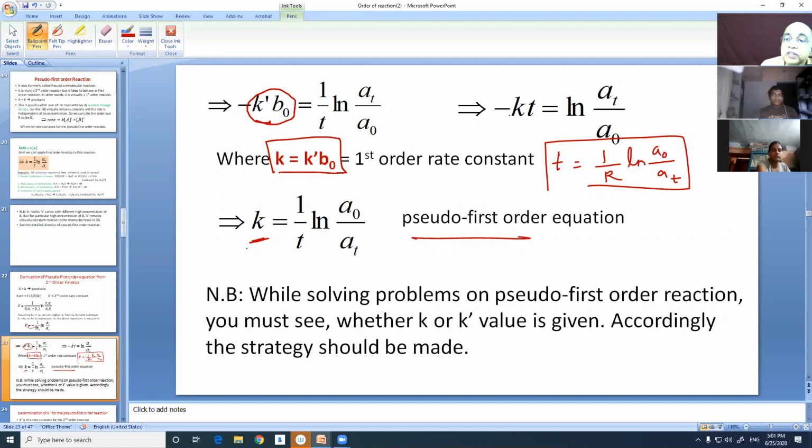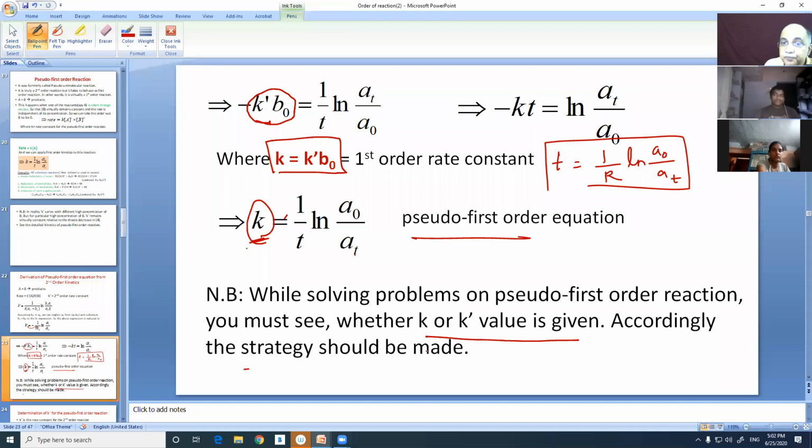To make minus plus, this ratio has to be inverted: A0 comes up and AT comes down. So now this K is the constant for the pseudo first order process. While solving problems on pseudo first order reactions, you must see whether you are dealing with K or K dash. It will be given as the first order rate constant or the second order rate constant. You have to find out what is the first order rate constant. Accordingly, the strategy should be made.